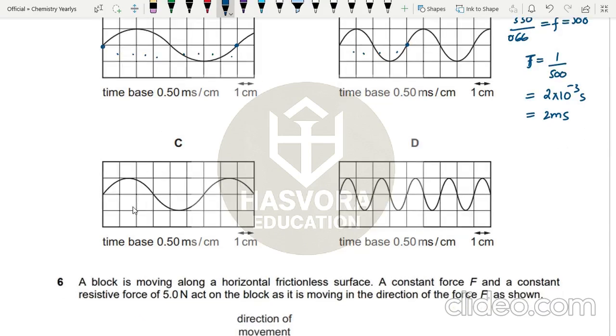So this is one wave and this is about 6 small boxes, so 6 into 0.5. And one thing I want to tell you is that they have given you the unit actually for 1 cm, which is the one small box. So 6 into 0.5 becomes 3 millisecond. So this is also not the option. And for this it is only two boxes, so 2 into 0.5 becomes 1 millisecond. So this will also be wrong. So B will be the answer. Let's move on.